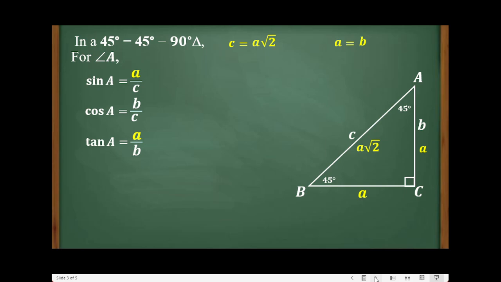Now we go to the next three, and these last three are called what? Reciprocal trigonometric ratios. So the first one is cotangent of A, that is equal to B over A. Basically, it is the reciprocal of tangent of A. Next, we have secant of A, which is equal to C over B, which is actually the reciprocal of cosine of A. And finally, we have the cosecant of A, that is equal to C over A, and this one is the reciprocal of sine of A.